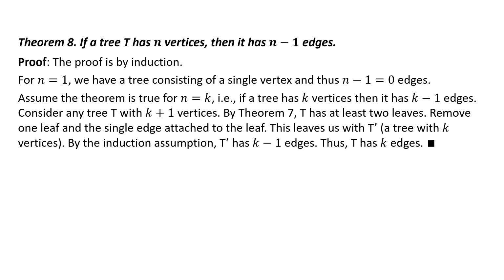I proved the following theorem in a previous lesson, the one on examples. I want to prove it again here. I'll make use of theorem 7, the theorem we just proved on the previous slide. So here it is. If a tree T has n vertices, then it has n minus 1 edges.